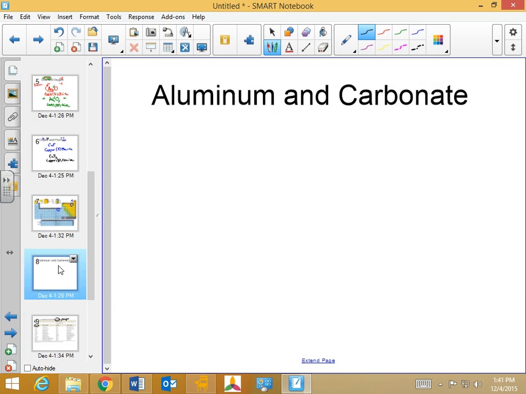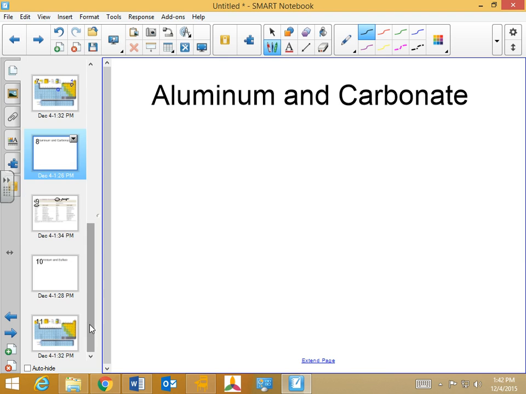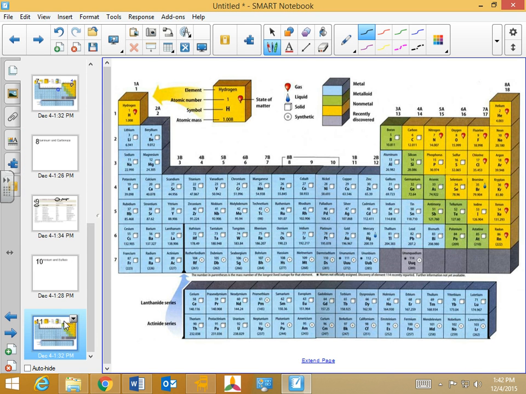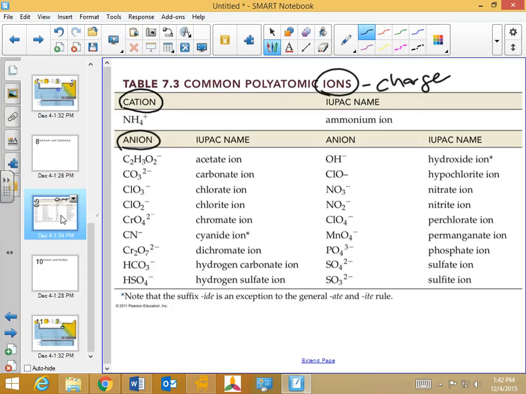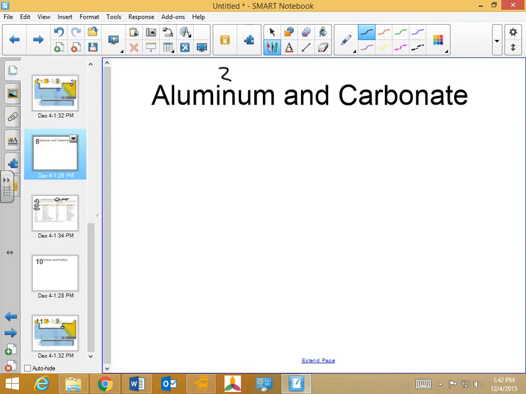So let's look at these two. We have aluminum, which again is a plain old element by itself. Aluminum is over here in group 13. And then we're going to combine that with carbonate. If we look on our chart here, carbonate is right here: CO3 with a 2- charge. So aluminum is a 3+, carbonate is a 2-. Let's put these things together.